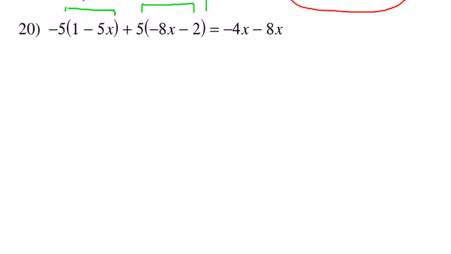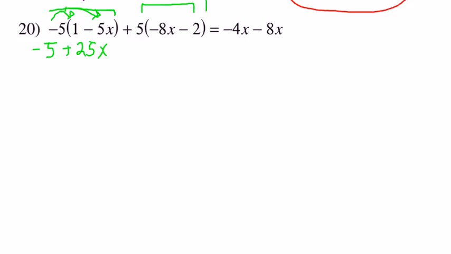So let's go ahead and distribute first, because that's what we want to do. -5 is going to have to be multiplied by each of these terms. So -5 times +1 is -5, and -5 times -5x is a +25x. All right, so we're good there.